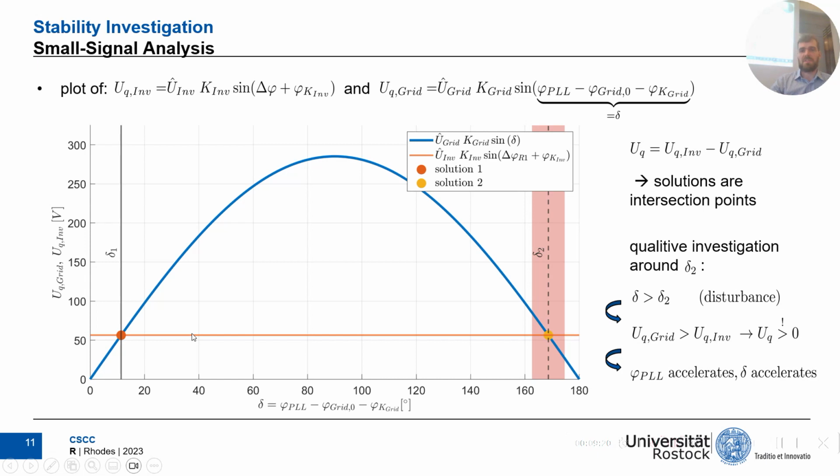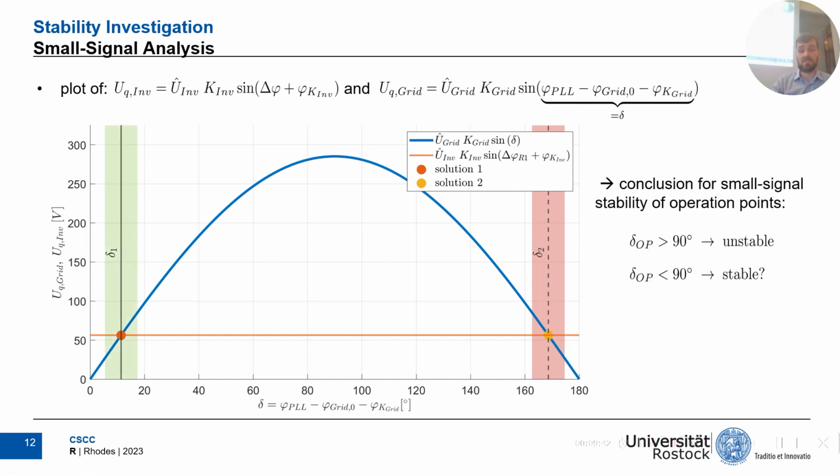When you do the same qualitative analysis at the second operating point, you find the exact opposite circumstances. So when the system is a little bit disturbed, it will react with a further acceleration of the phase angle, and it will move out of the operating point. So for the small signal case, we can conclude that the second solution, with delta of the operating point greater than 90 degrees, is definitely unstable.